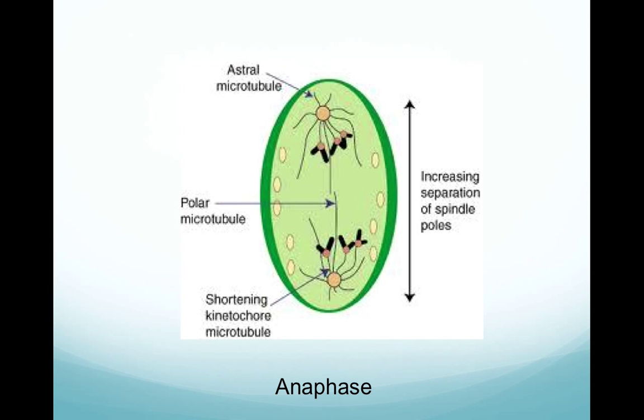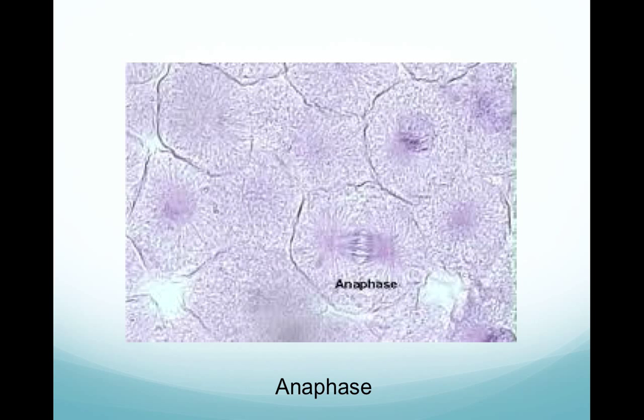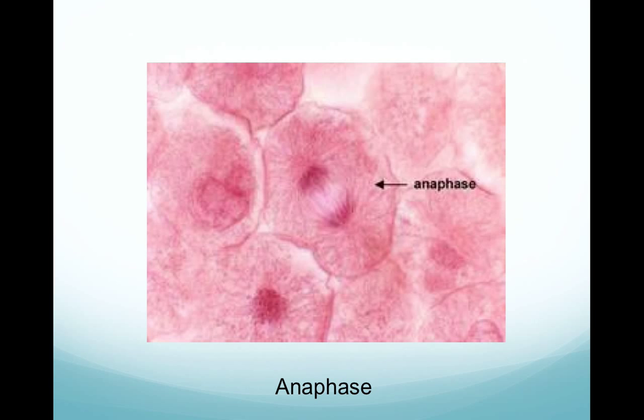In anaphase, the centromere splits and the microtubules shorten to pull each sister chromatid of a chromosome to opposite poles of the cell. This is anaphase in an animal cell. You can see the chromosomes are pulling apart from each other. This is the shortest phase of mitosis. It happens very, very quickly.